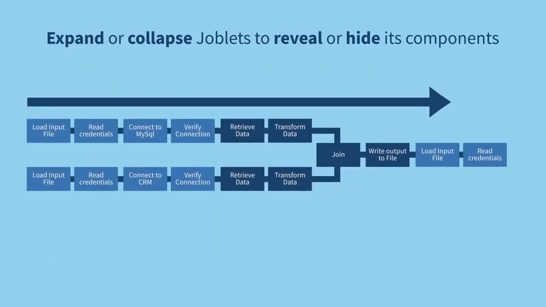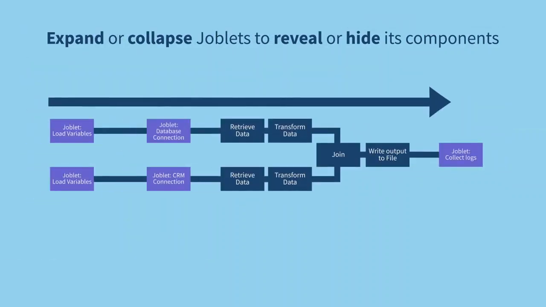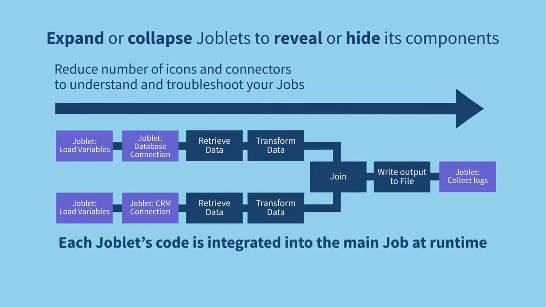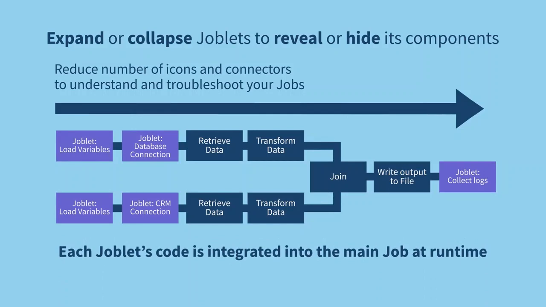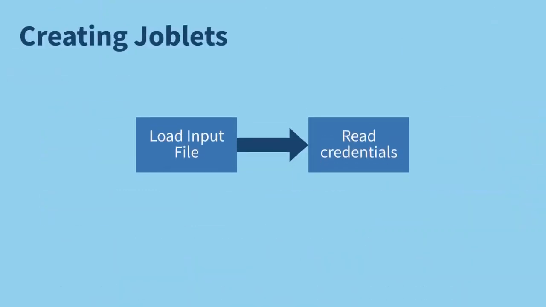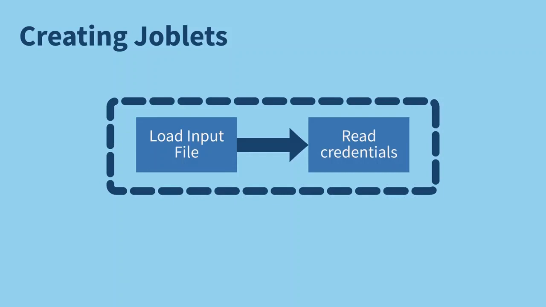Hiding the details of how the subtasks are built reduces the number of icons and connectors visible on the designer, making it significantly easier to understand and troubleshoot your jobs. Using joblets along with your main jobs does not affect performance because each joblet's code is integrated into the main job at runtime.